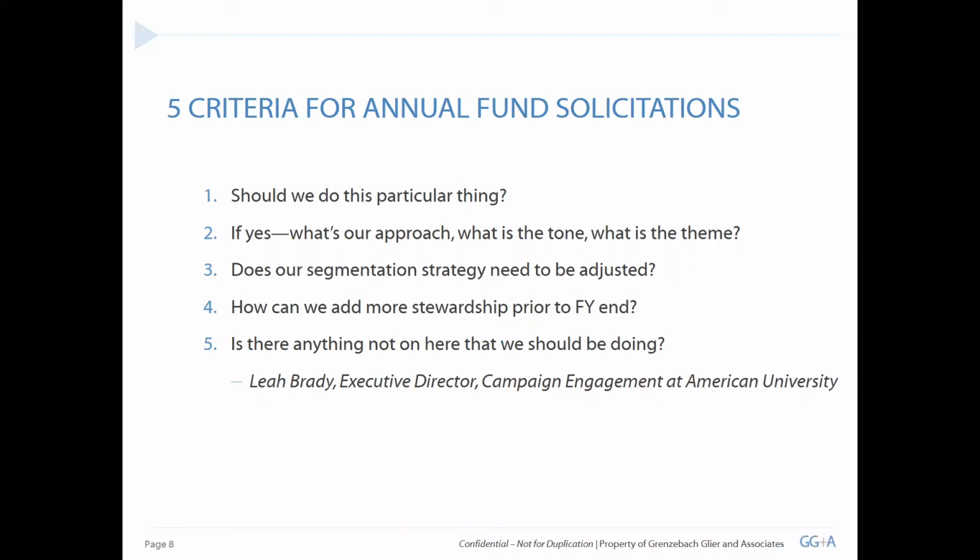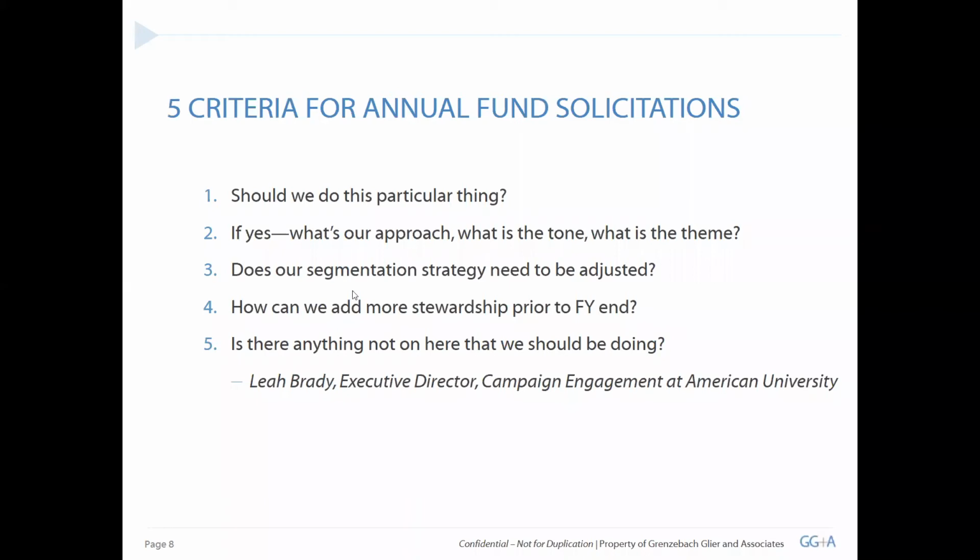This is always a great thing to consider. How can we add more stewardship, specifically prior to the end of the fiscal year? This can often be overlooked, and I love how this set of questions reminds us that it really shouldn't be. Finally, is there anything not on here that we should be doing? Really kind of the icing type question.